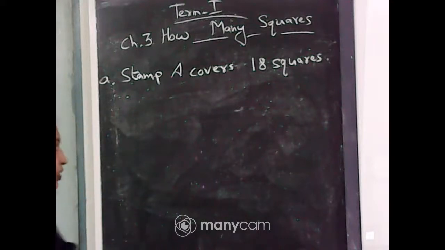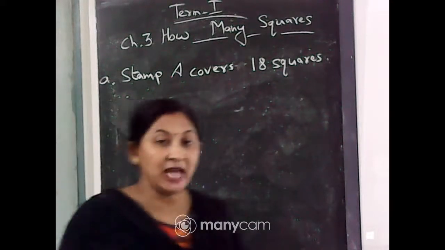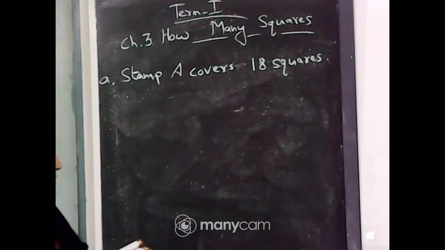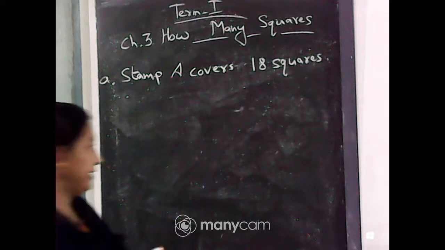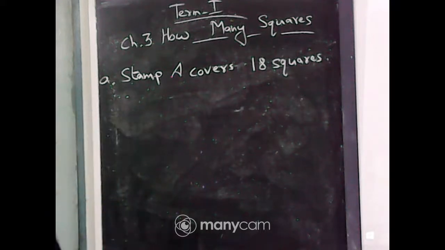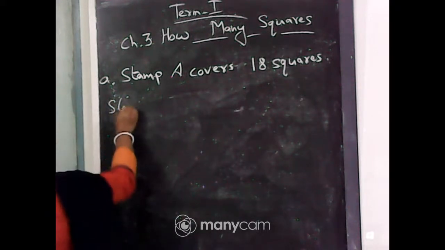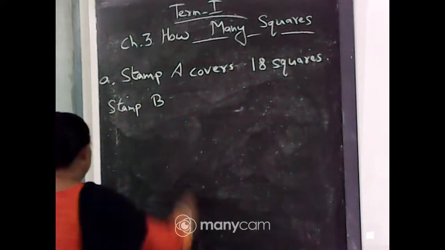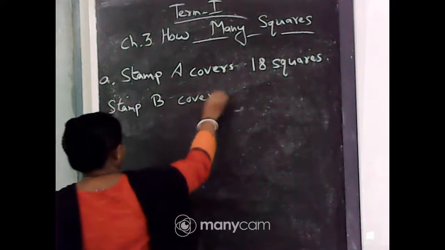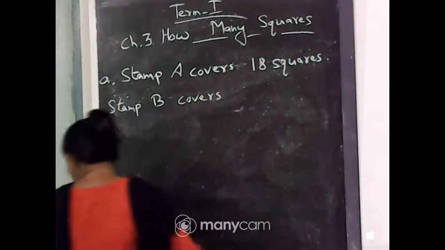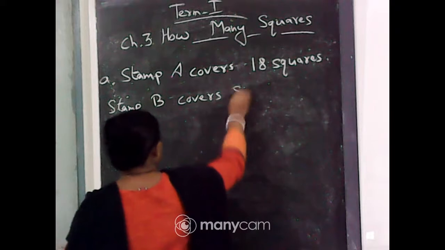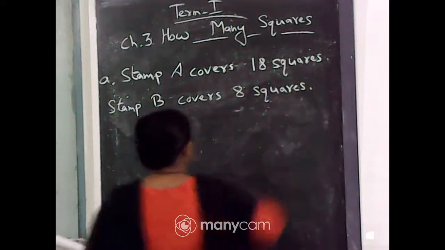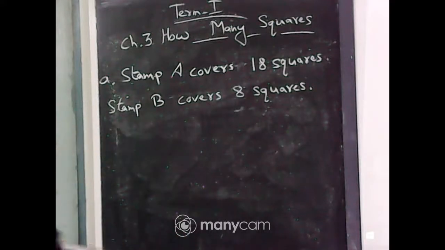Now, one more question is there with this, and stamp B. Stamp B will be how many? Yes, very good, Yuthin, it is 8. So, you will write stamp B covers 8 squares. Stamp B covers 8 squares. Written?